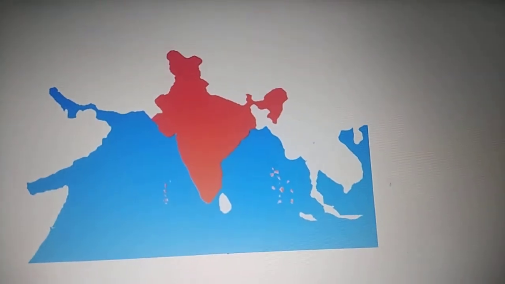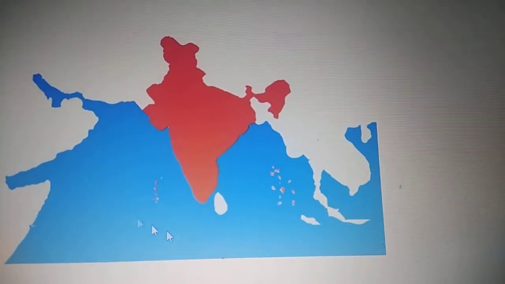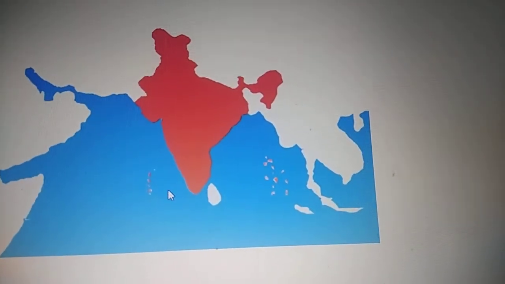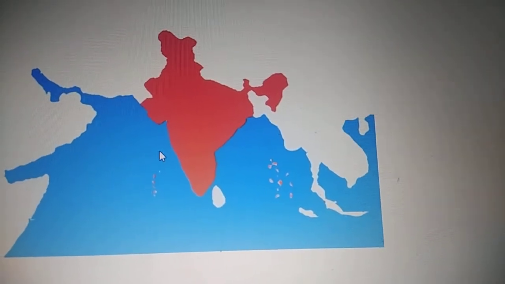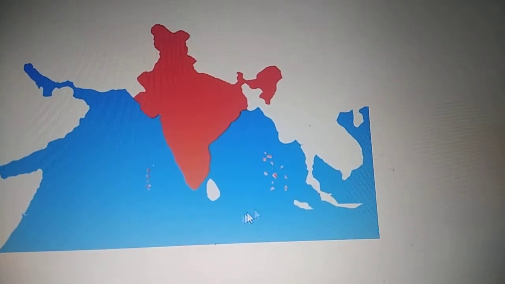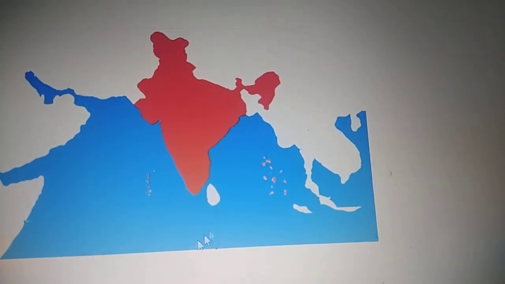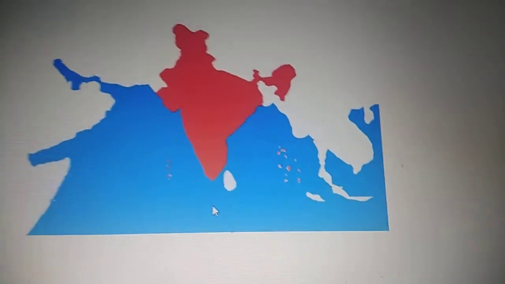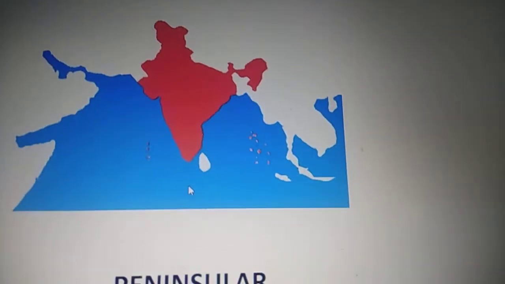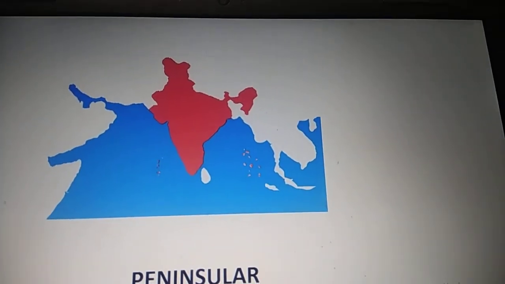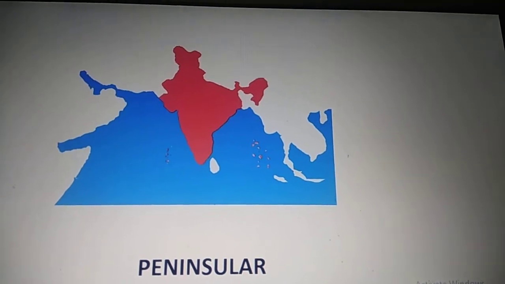Children, you can see this is a map of India and it is surrounded by water on three sides. Here we have the Arabian Sea, then the Indian Ocean, and here the Bay of Bengal. Now when a country is surrounded by water on three sides, it is called a peninsula. So you can see India is a peninsula.